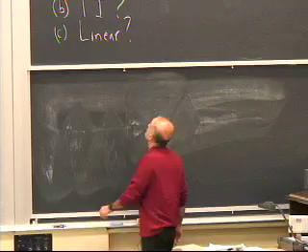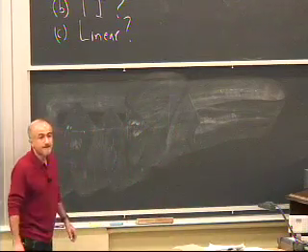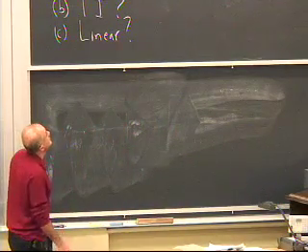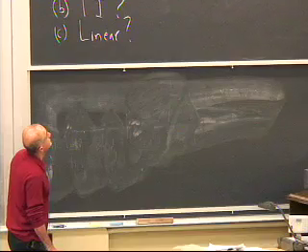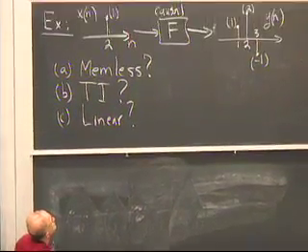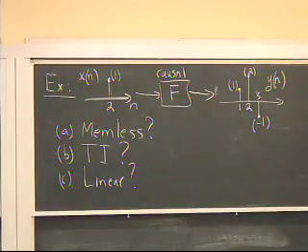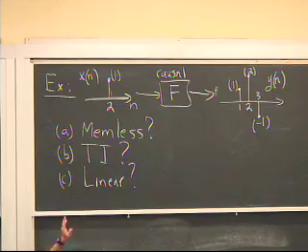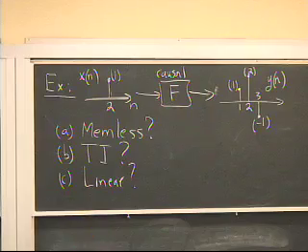Not memoryless. Why? How do you know that y at 1 depends on x at 2? I haven't told you what the exact mapping is from here to here. I've just told you that when I give you a shifted impulse, that's what you get.